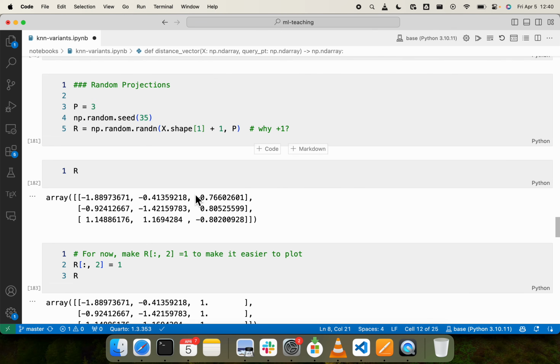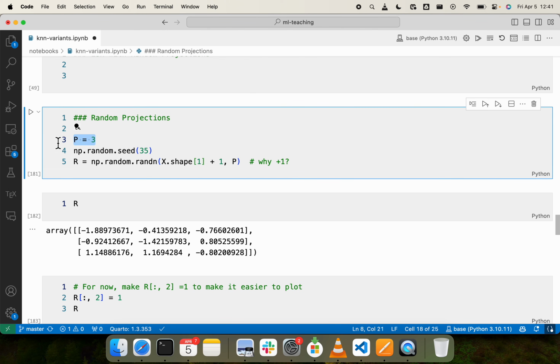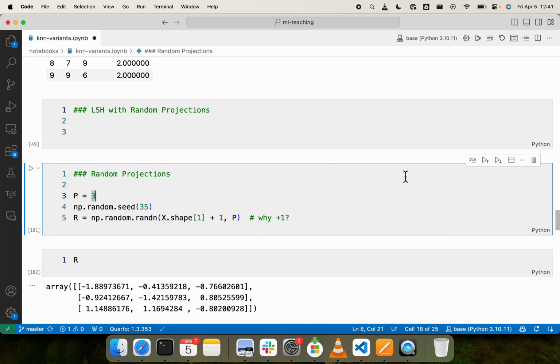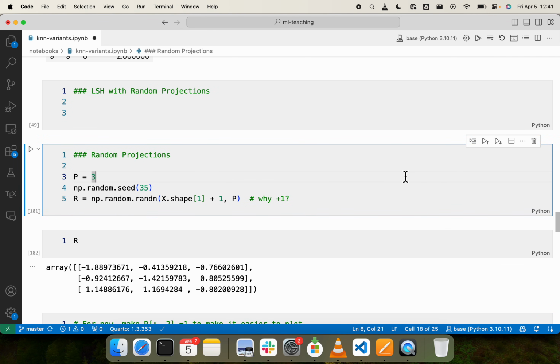Once you have done that, let's say we want to now come on to the second algorithm, which is locality sensitive hashing with random projections. I will first define my number of hyperplanes p equal to 3. I've specifically set a seed so as to get somewhat reasonable results here. I make my R matrix, my random projection matrix, a random matrix of size x dot shape of 1 plus 1 comma p. Why am I doing this plus 1? To add the bias component, or to have the b component.